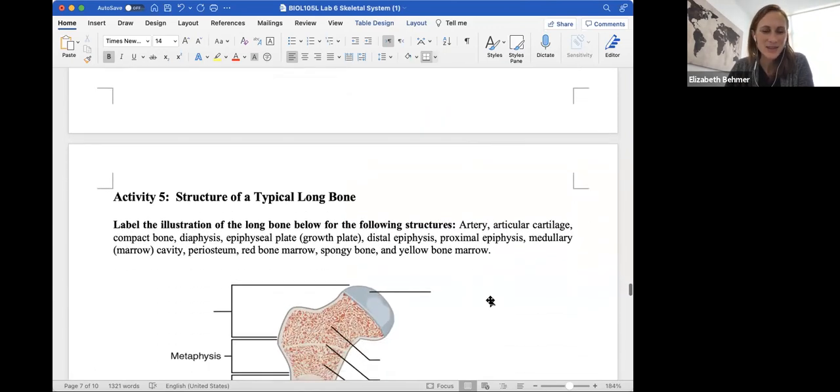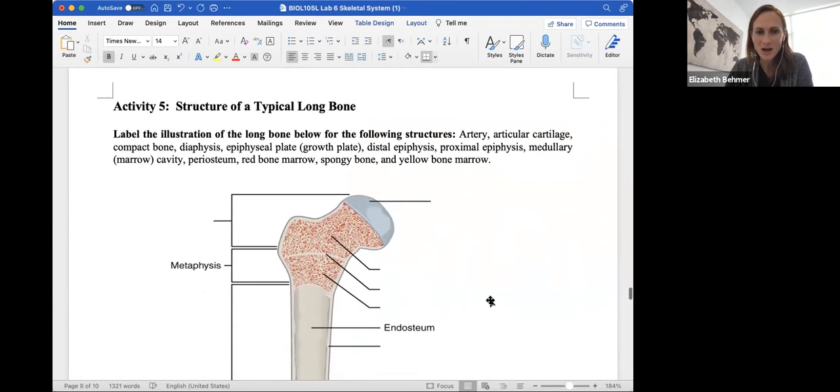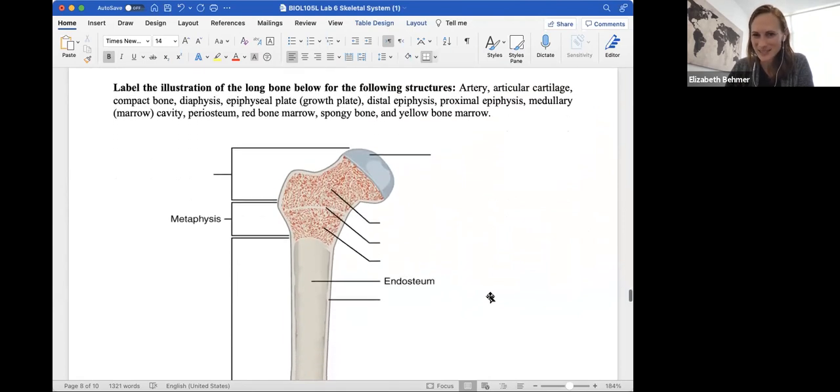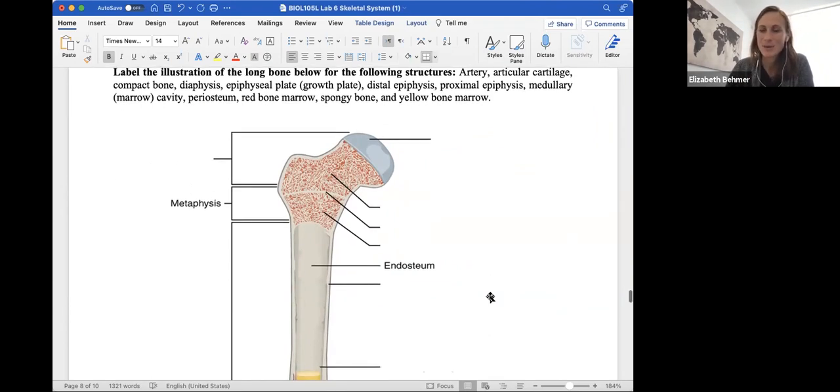And then the next activity is the structure of a long bone. So this is the typical structure of a long bone, the different parts of it. The ends of the bones are called the epiphysis. You have a distal and proximal end. Remember, the proximal end will be closest to the point of attachment. The distal end will be further away.